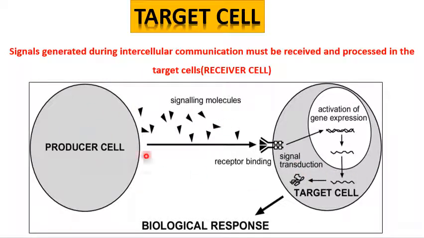Here you can see this producer cell. It is producing certain signal molecules which are being received by the target cell through a receptor present on the surface of the cell, and after that there might be changes in that cell which give the signal to the cell that it needs to do transcription, where the protein molecules are formed.